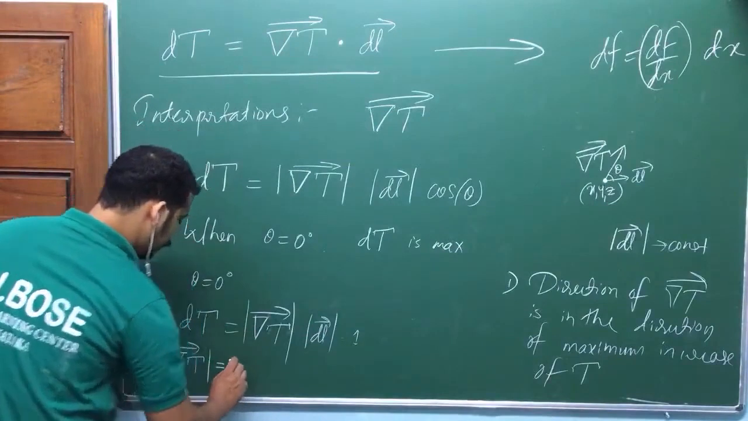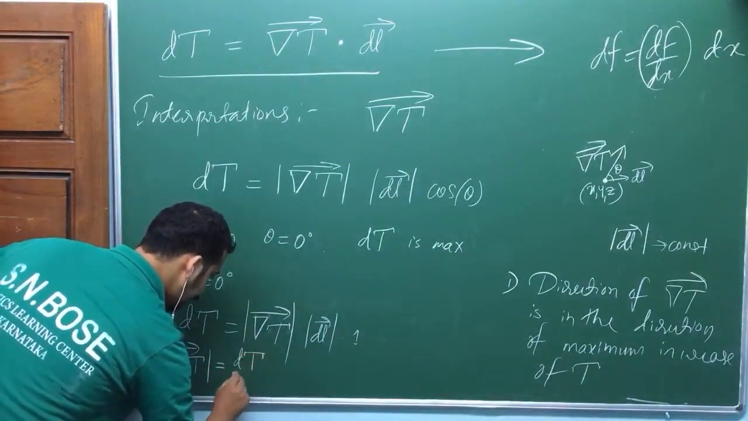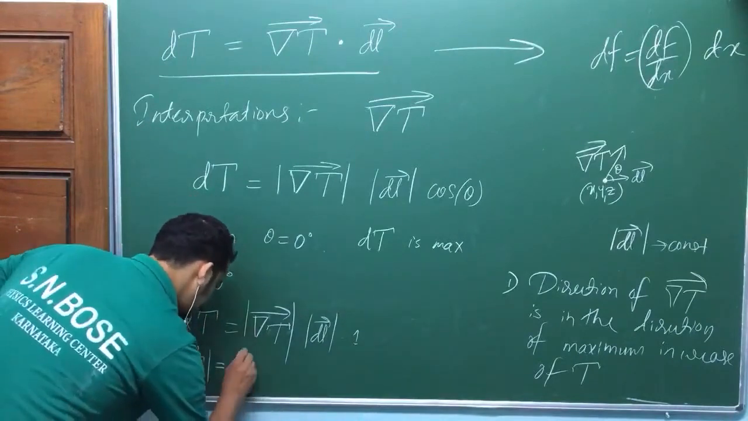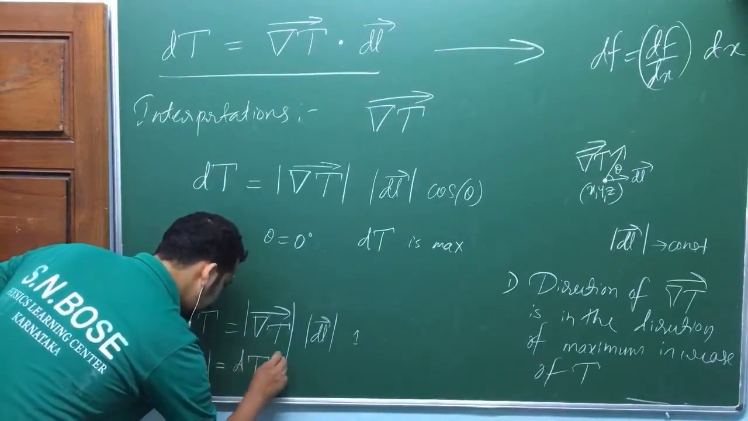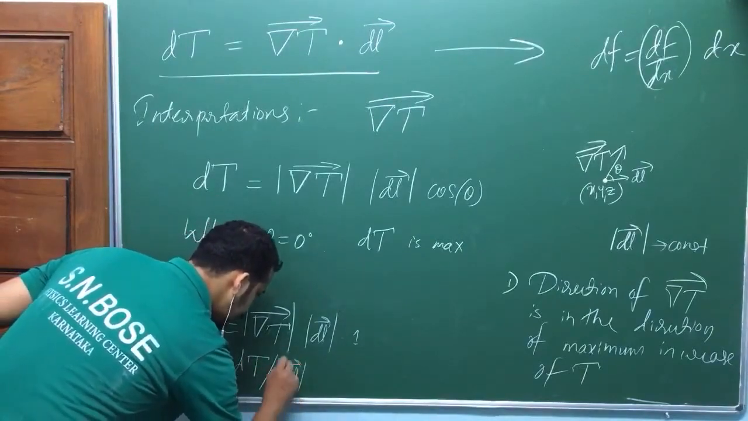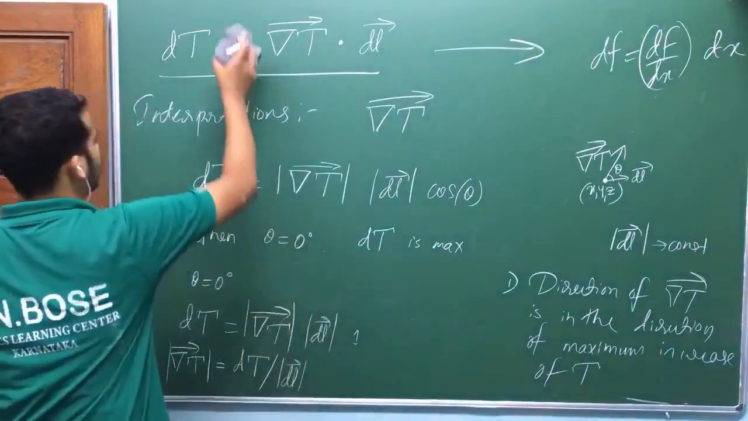Magnitude of this gradient is equal to, look at here, dT by dl, am I right? So can I write it like this? dT by mod dl. Is that okay? So shall I rub it out?